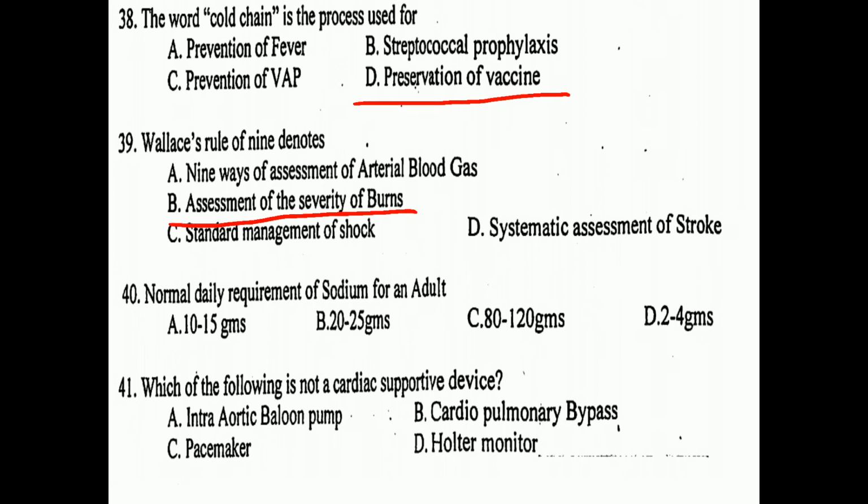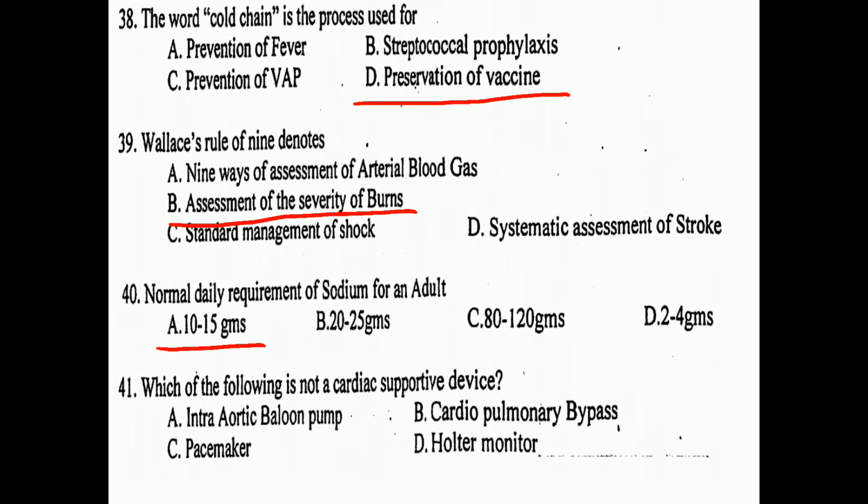Question number 40. Normal daily requirement of sodium for an adult. Option A, 10 to 15 gram. Option B, 20 to 25 gram. Option C, 80 to 120 gram. Option D, 2 to 4 gram. The correct answer is option A, that is 10 to 15 gram.